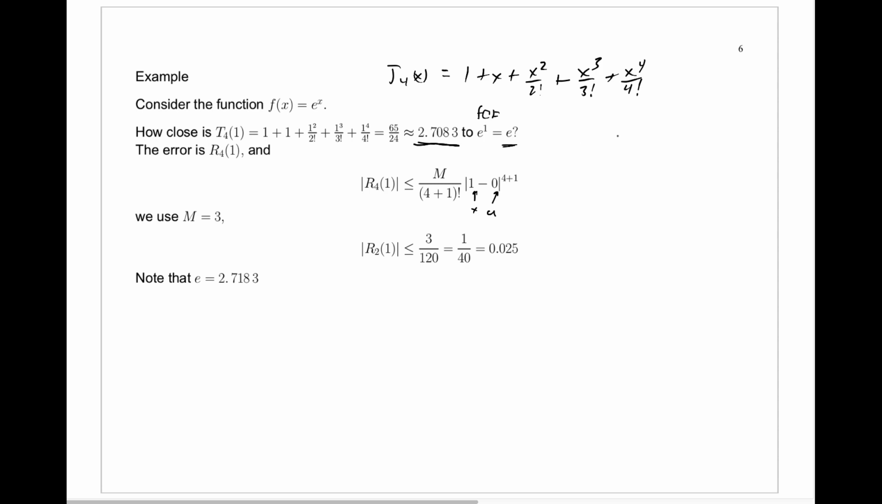m equals 3. Why? Because f of x here is e to the x, f prime of x is e to the x, f double prime of x is e to the x, and that will always be true. And what does m have to be? M must be an upper bound on the 5th derivative of f at c, where c is between 0 and 1.